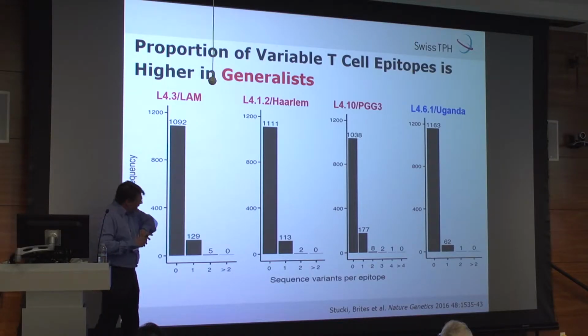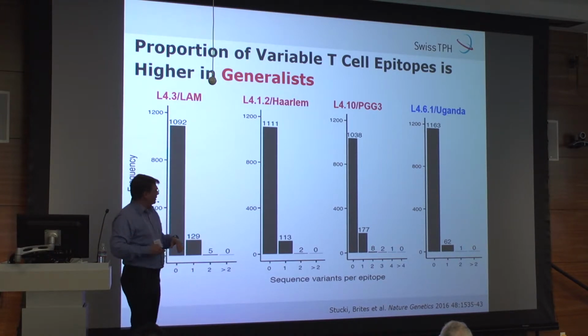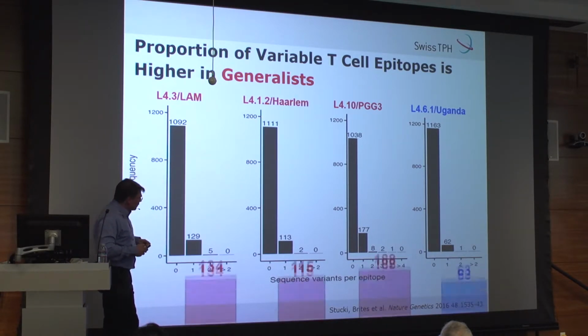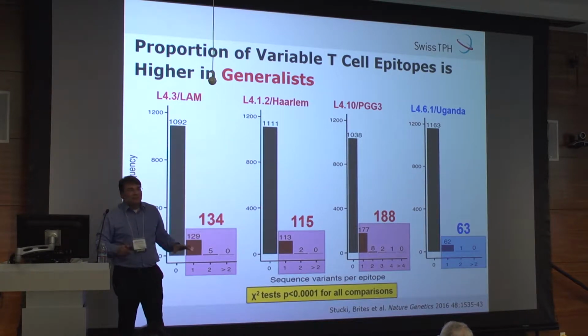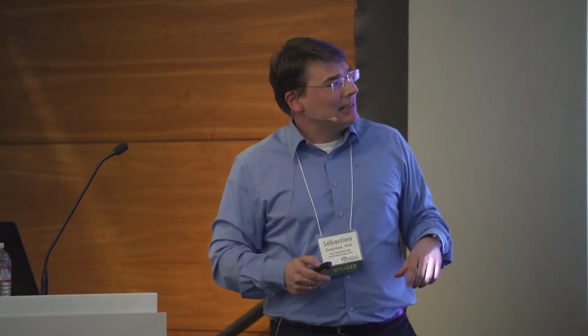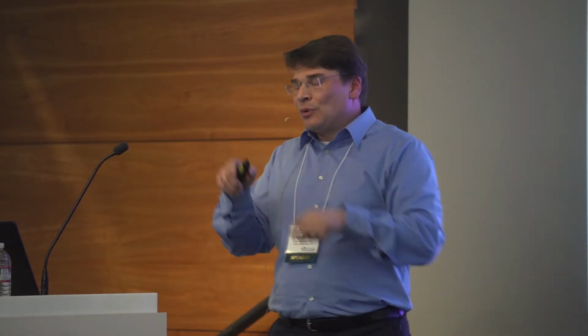Again, we saw by far the majority of these epitopes are highly conserved across all of these sublineages. However, there was a subtle but statistically significant overrepresentation of epitopes that actually have at least one amino acid change. It's not a huge signal, but it was significant in the generalists compared to the specialists, perhaps suggesting or supporting this idea that generalists are interacting with more different human immune systems compared to the specialists.